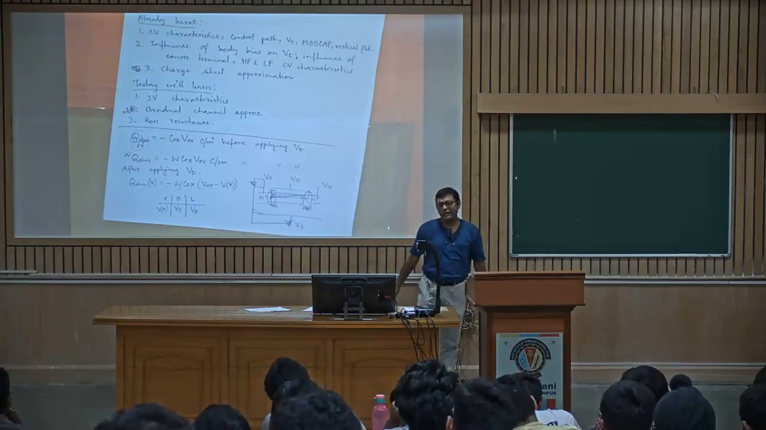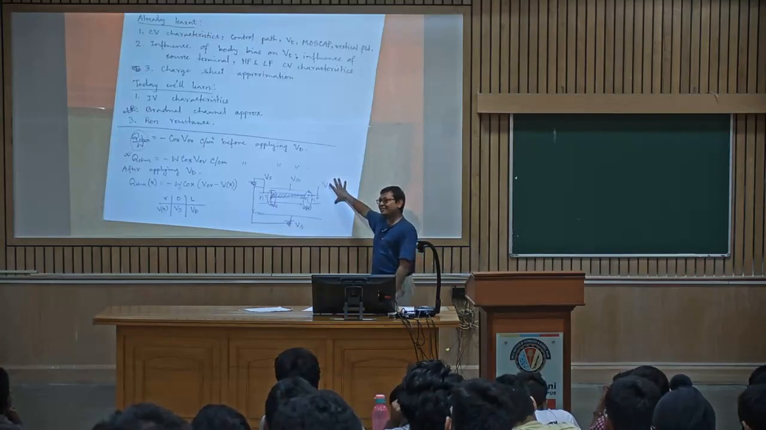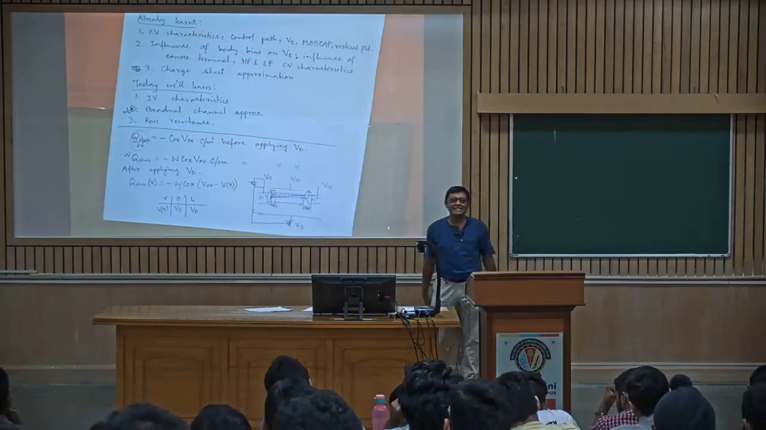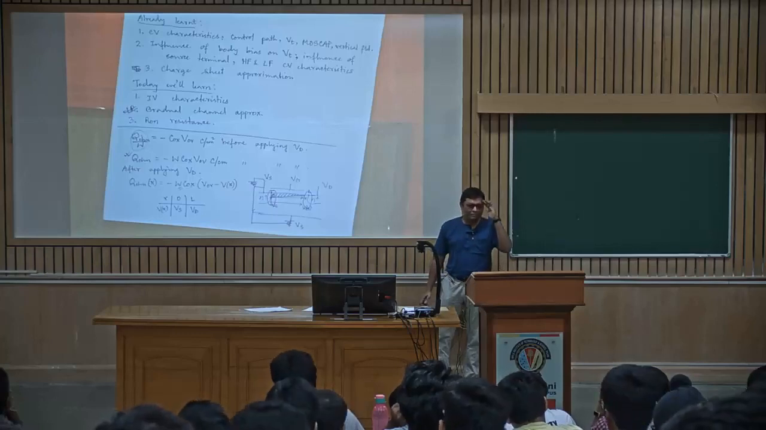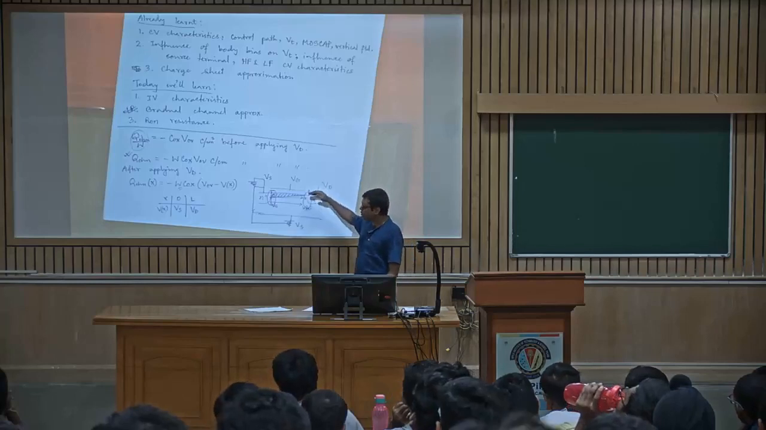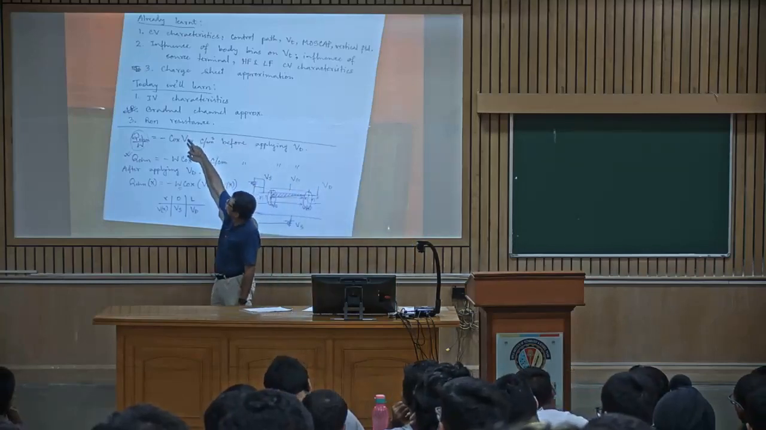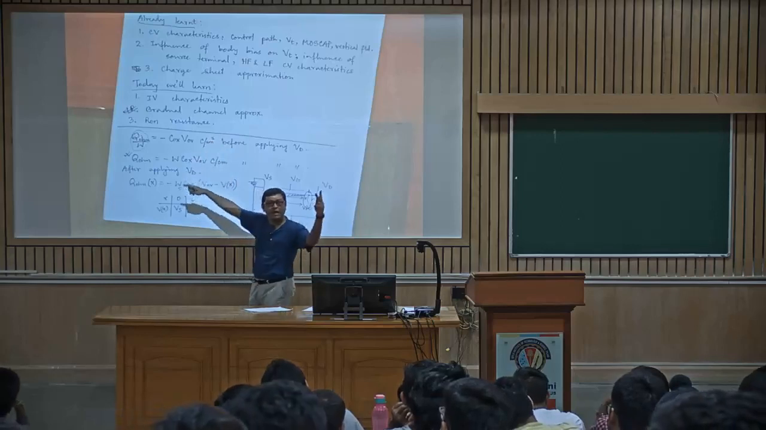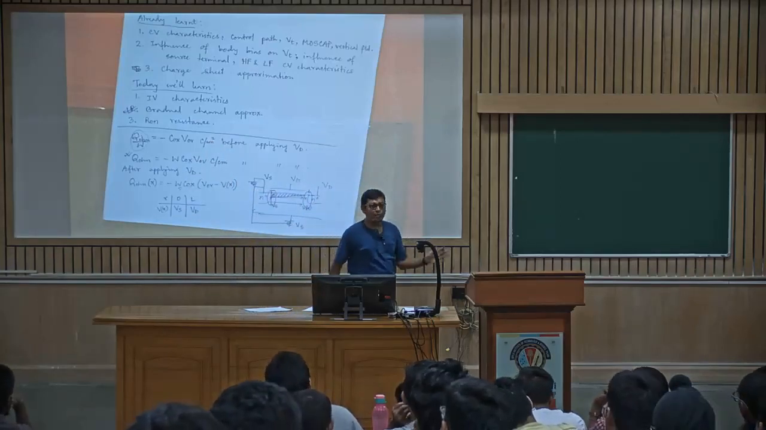Why am I emphasizing again? This course is all about 180 nanometers and higher. I am repeating this many times just to make sure that you remember during your interviews. This gradual channel approximation, number 2, and charge sheet approximation, number 3 on the top, are valid only for 180 nanometers and above.